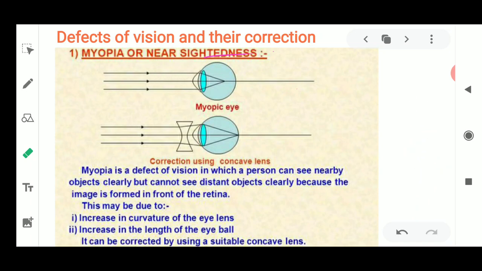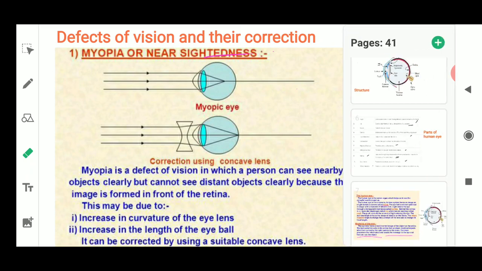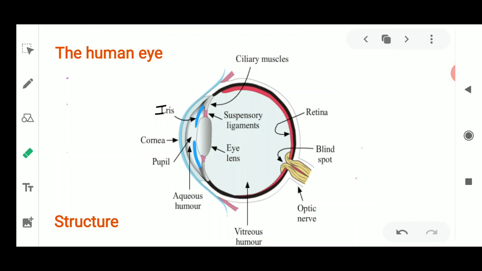Now before discussing these vision problems, why they arise and how to correct all these types of vision problems, let us first see how the image is formed in your eyes. So this was the structure of the human eye, where we have discussed the different parts of the human eye. Here we saw that the main place where the image is formed is the retina. If the image is somehow formed before this retina, it is not forming on the retina.